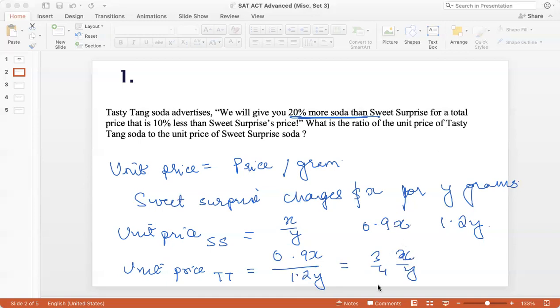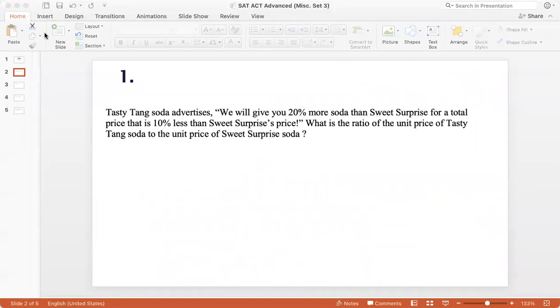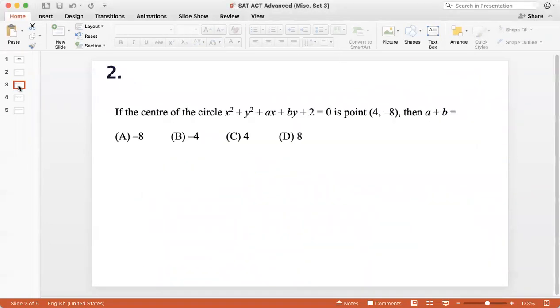So what is the ratio of the unit price of Tasty Tank to the unit price of Sweet Surprise? So that would be 3 by 4 X by Y divided by X by Y. So that's 3 by 4. So the unit price of Tasty Tank is 3/4 of the unit price of Sweet Surprise. Okay, let's go to the next question.